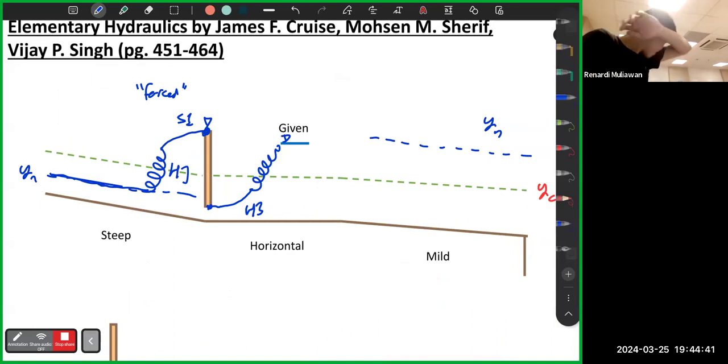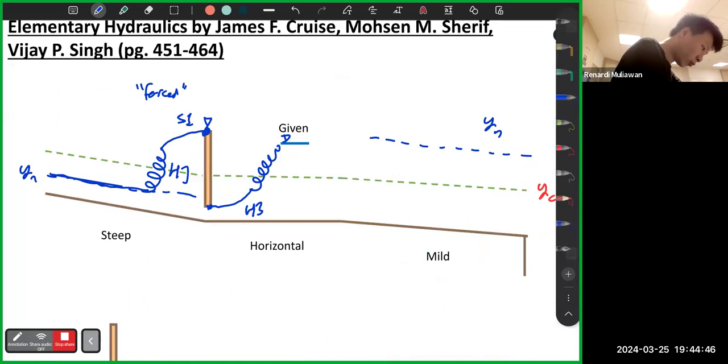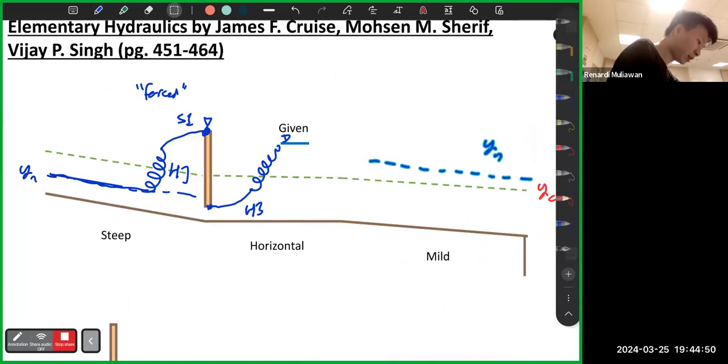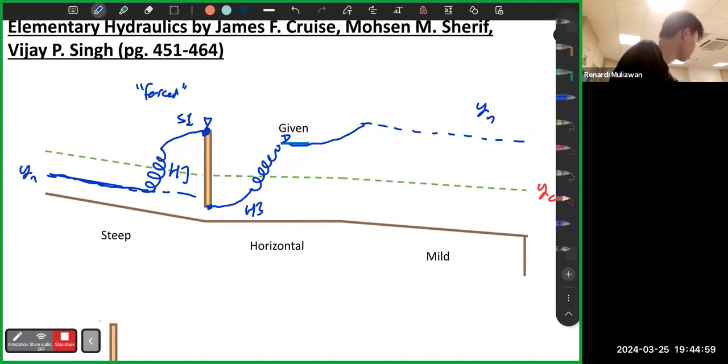And then mild slope, right? It depends on where the YN is. YN is always above YC, right? But it can be here, it can be here, depending on your calculations. Assuming it's here, for example, it will go up even more, right? Go up even more, it means it's H1.